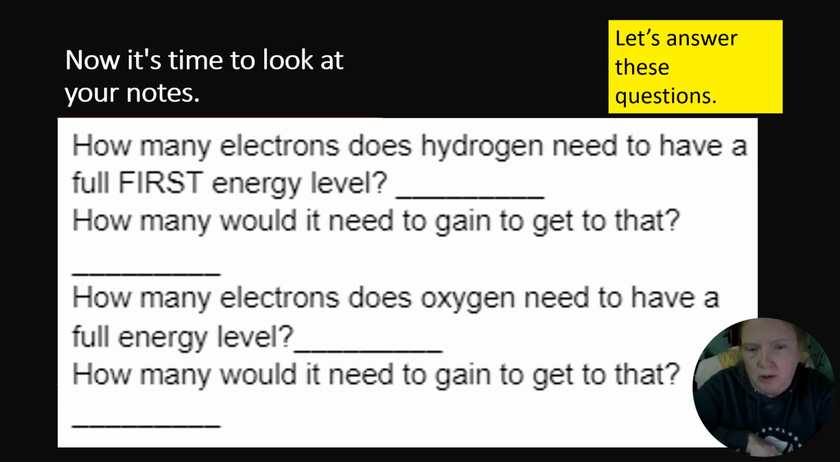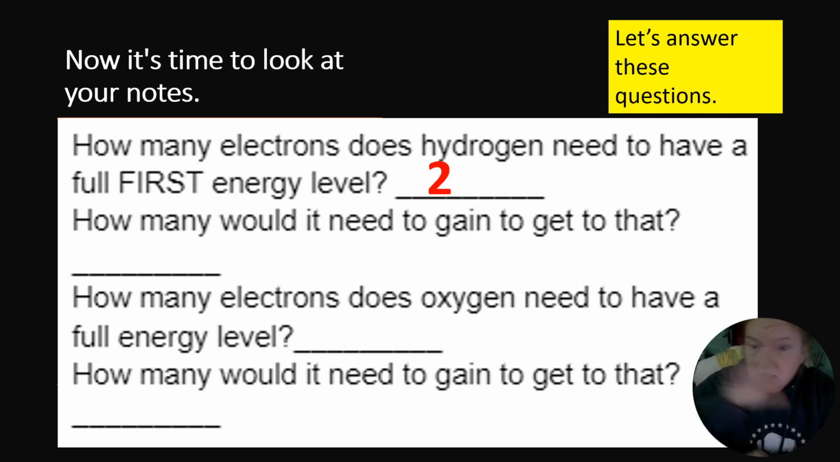So now let's look at the notes. How many electrons does hydrogen need to have a full first energy level? How many total electrons does it need? How many electrons equal a full first energy level?